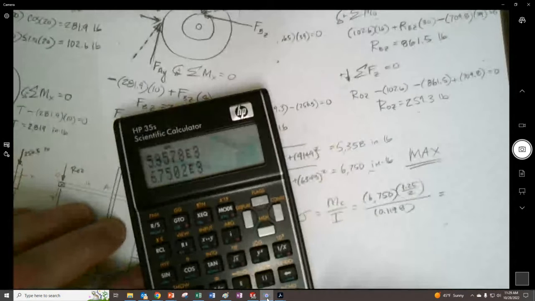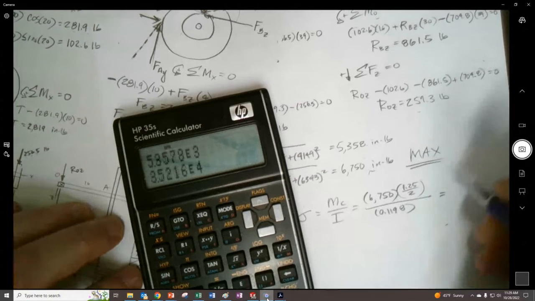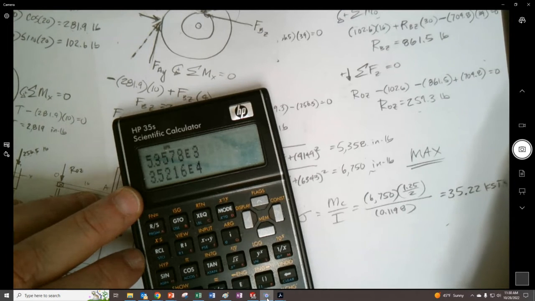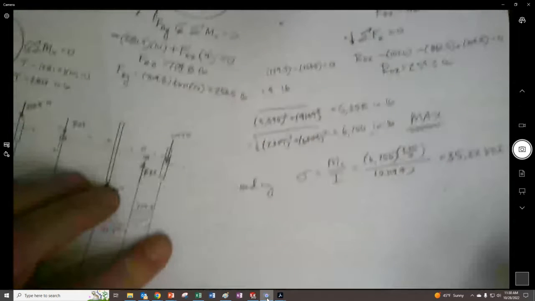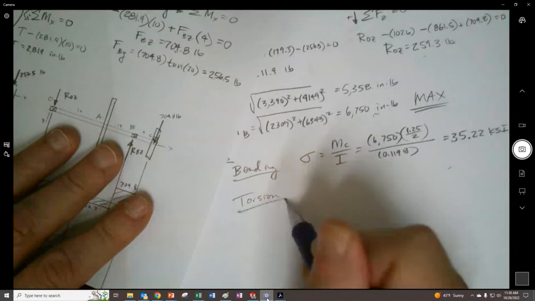So in terms of stresses, 1.25 divided by 2, divided by 0.1198. Actually, this wasn't terribly bad, but it wasn't great. We get 35.22 KSI. So I just divided by 1,000 in my head. All right, so there's bending, and then we go for torsion.